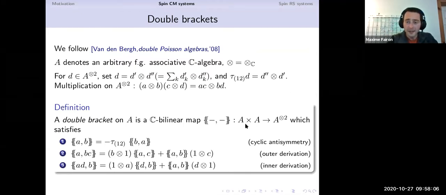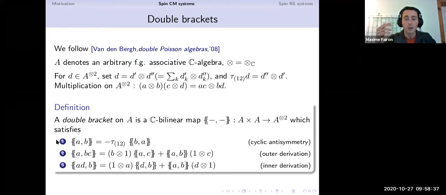Let me say the first thing that is different from my usual Poisson bracket: here, as you see, the operation will be valued in A tensor A. So it's not something that takes two arguments in an algebra and gives you again an element of this algebra. It gives you something in the tensor product of this algebra with itself, and it satisfies some properties. First, here we have a non-commutative version of antisymmetry.